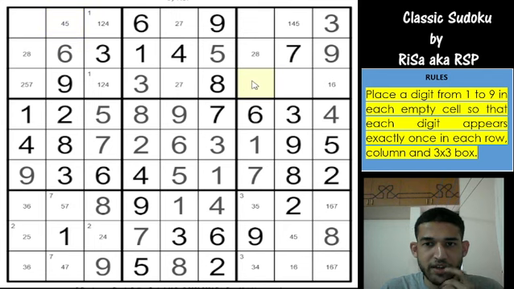So what does this cell contain? 1, 3, 6, 7 and 9. So 2, 4, 5 and 8, right? Okay.